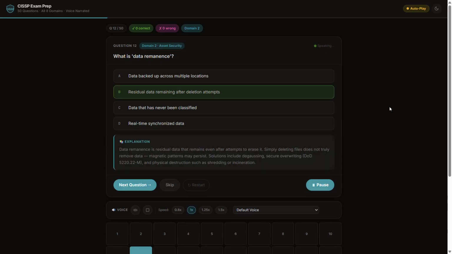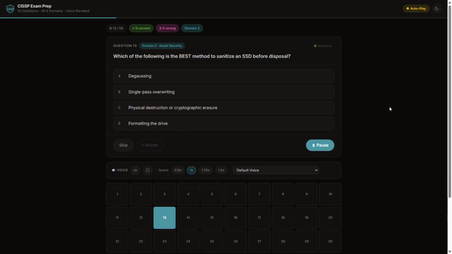Correct answer: B. Data remanence is residual data that remains even after attempts to erase it. Simply deleting files does not truly remove data, magnetic patterns may persist. Solutions include degaussing, secure overwriting, DoD 5220.22-M, and physical destruction such as shredding or incineration.